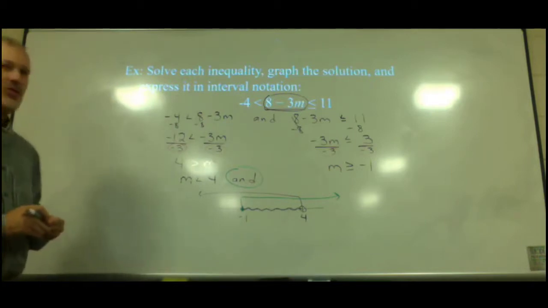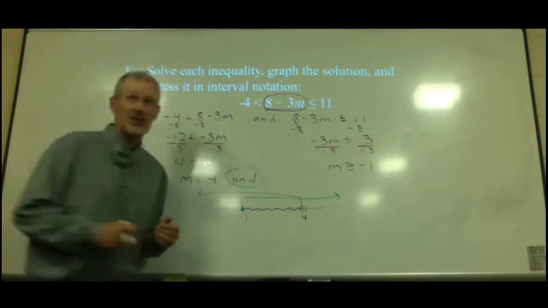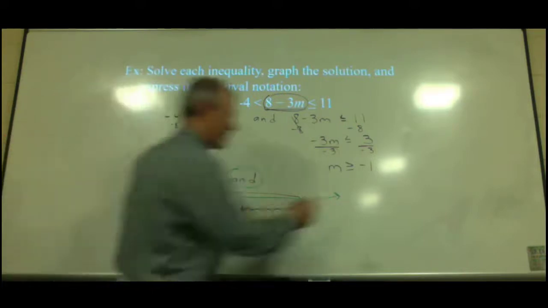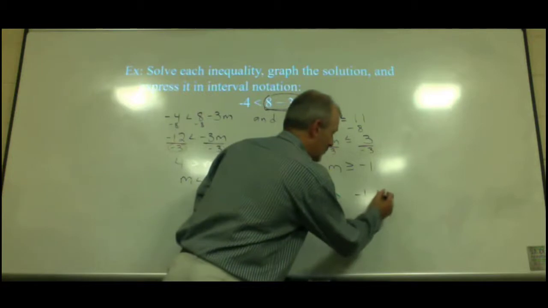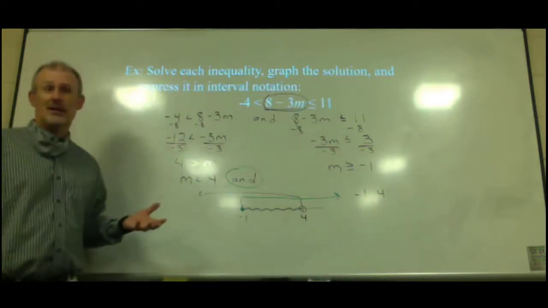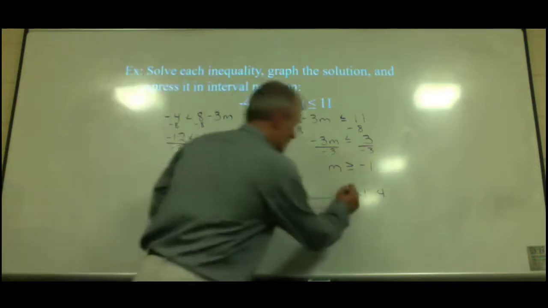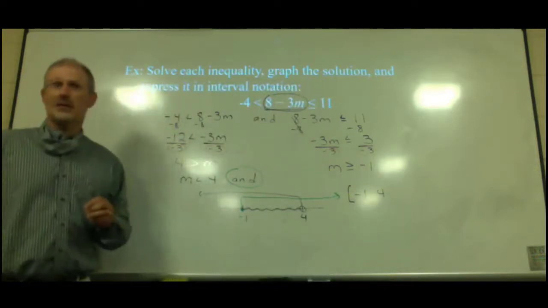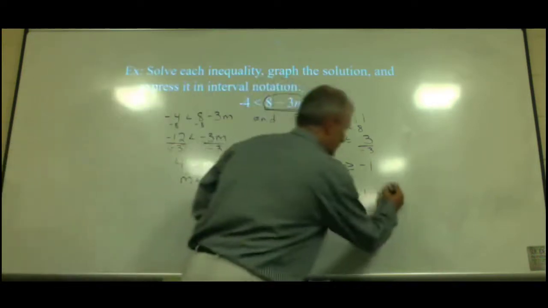Okay, so if we're going to write this in interval notation, we've got two boundaries this time, right? So it's going to be -1 to 4. What does the -1 get? Bracket, because it's a closed circle, and then the 4 gets parentheses.